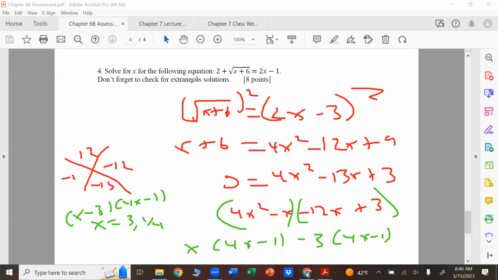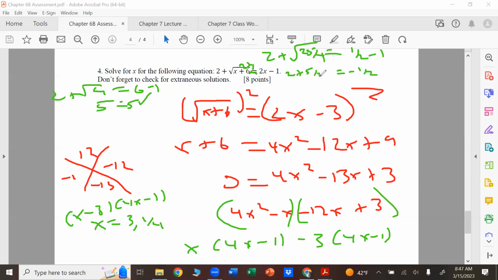You do have to check the work. If you plug 3 in, you have 2 plus root 9 equals 6 minus 1. You get 5 equals 5. Bingo, that works. 1/4 is kind of a pain, but if you were to do that, you have 2 plus root of 25/4. The reason why is because 6 is 24 out of 4, plus 1/4 to get 25/4, equals 2 times 1/4, which is 1/2, minus 1. You get negative half, but here you get 2 plus 5/2, which is not the same as the other side. So 1/4 didn't work, but 3 did.